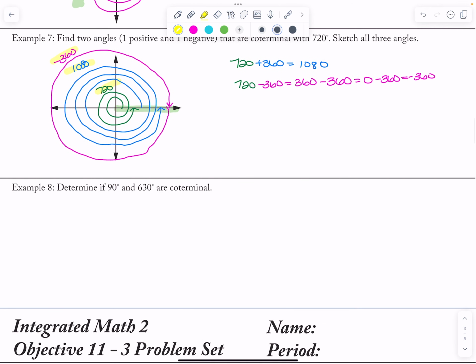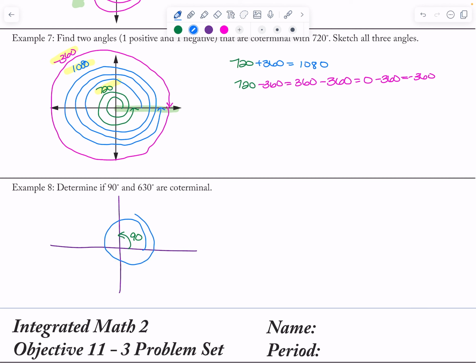Okay. The next thing that I want to do is see if the two angles are coterminal. So my 90 degrees is up here. And then 630, I'll do it in a different color. So I would go around to get 360, and then around again to get to 270. And they do not have the same terminal side. So these are not coterminal, because they would have to share the same terminal side.